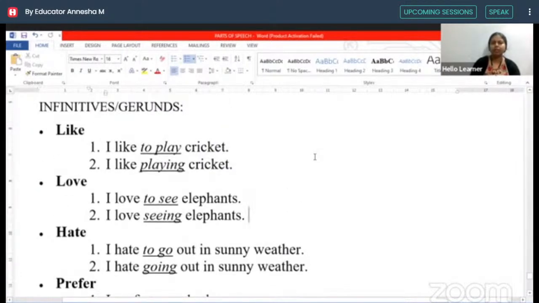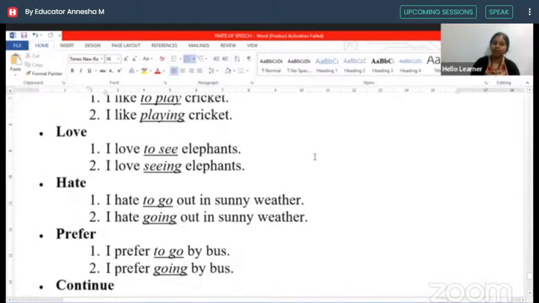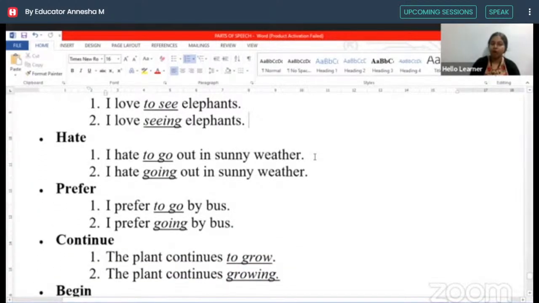right? Very simple. I like to play cricket. I like playing cricket. Both have the same meaning. I love to see elephants. I love seeing elephants. Both have the same meaning. I hate to go out in sunny weather. I hate going out in sunny weather. Again, same meaning.